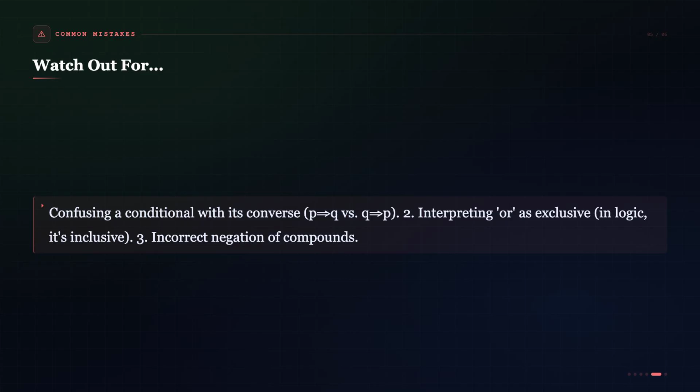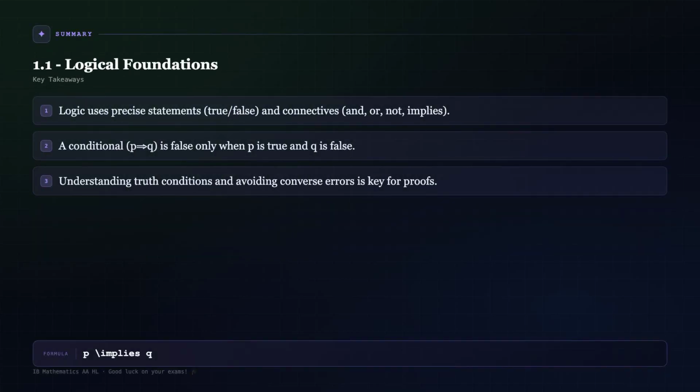Another frequent error is misinterpreting or as the exclusive or from everyday speech, where we mean one or the other, but not both. In logic, unless specified otherwise, or includes the possibility of both. Finally, when negating compound statements, be systematic. The negation of P and Q is not P or not Q. The negation of if P, then Q is logically P and not Q, the one scenario that makes the original conditional false.